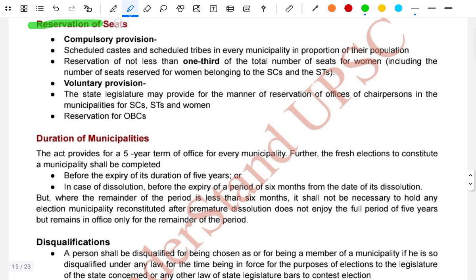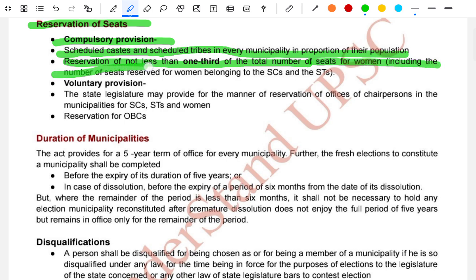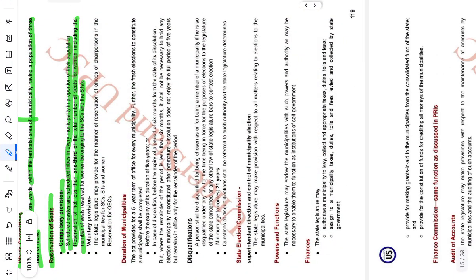The reservation of seats. The compulsory provision: seats shall be reserved for the scheduled castes and the scheduled tribes in every municipality in proportion to their population. The reservation of not less than one-third of the total number of seats is for women, including the number of seats reserved for women belonging to the SCs and STs.